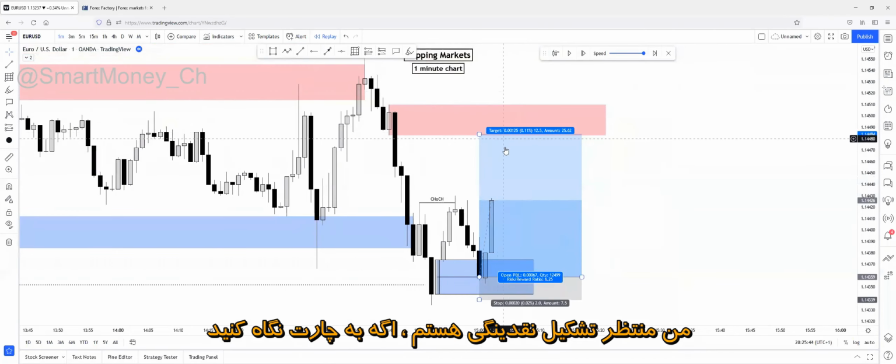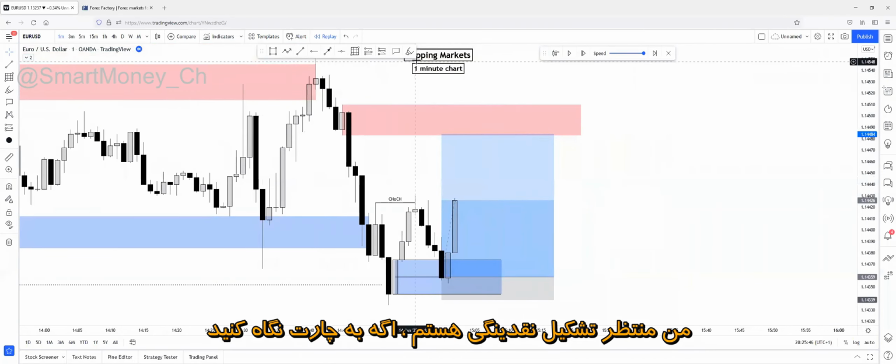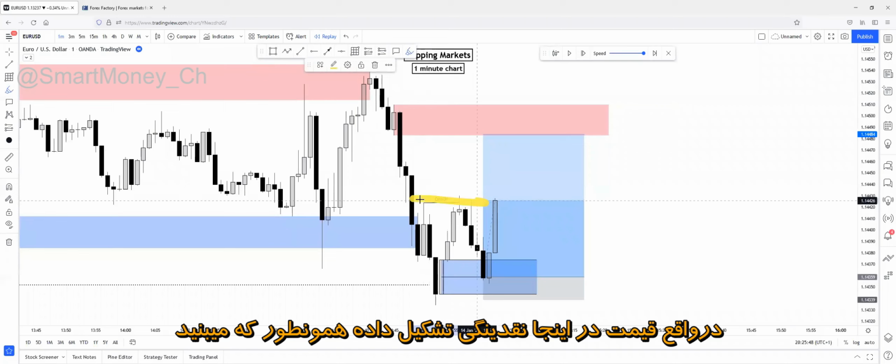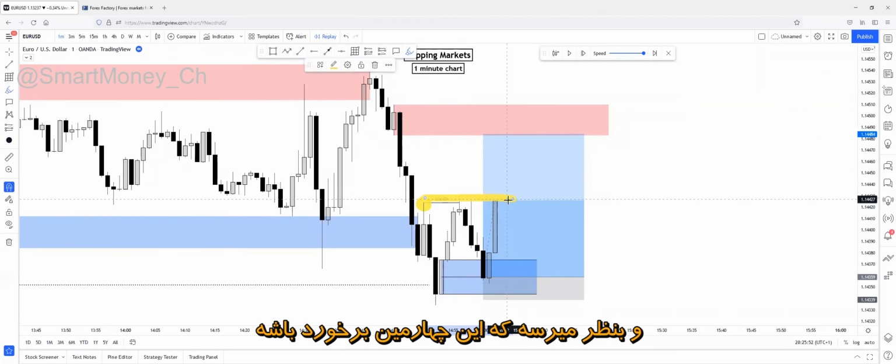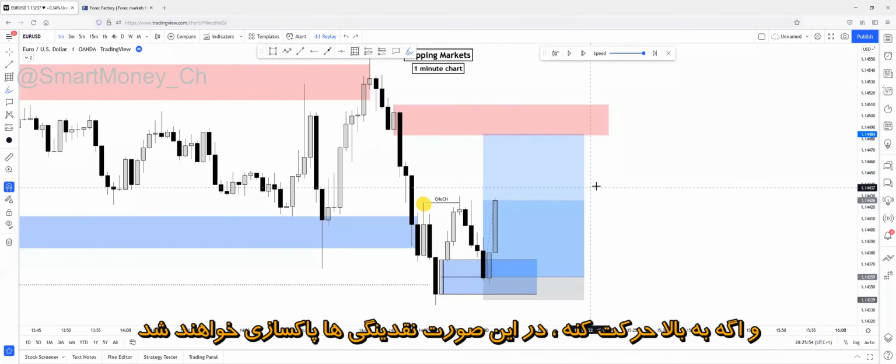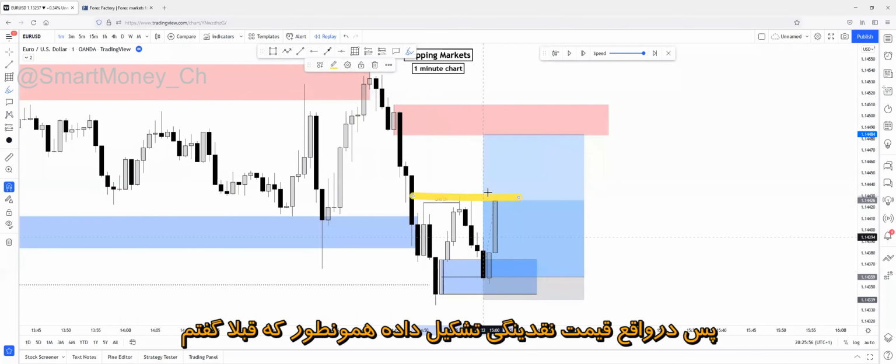I'm waiting for a liquidity creation, but just looking at the chart, actually price created liquidity here, as you can see. Here's liquidity: first tap, second tap, third tap, and it seems like this will be a fourth tap, or if it breaks above, the liquidity will be swept. So price actually created liquidity, just as I said.